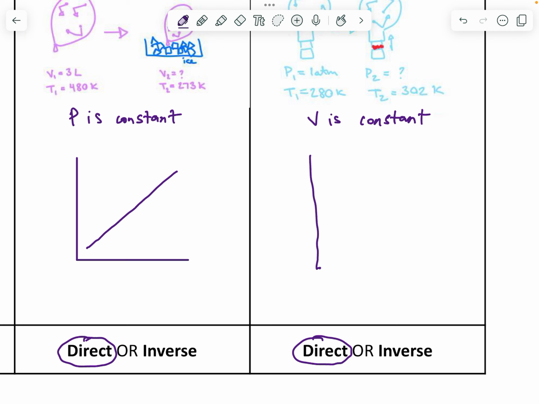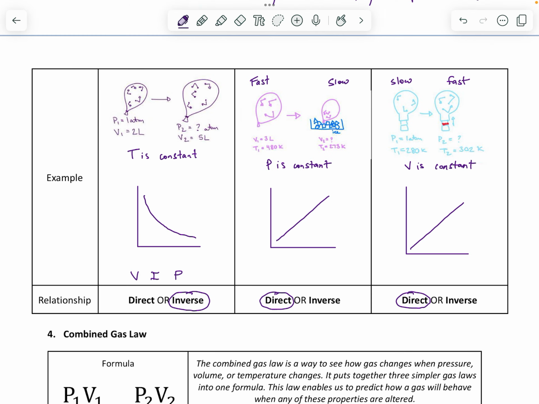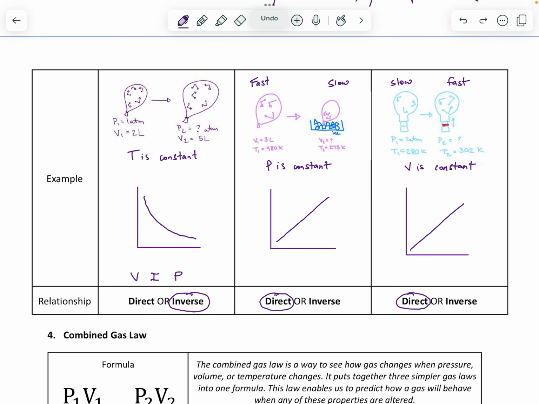And therefore, we have a graph that, again, would look something like this, right? So now there are graphs. You can see the only one that's inverse is Boyle's law, again, identifying the relationship between pressure and volume.